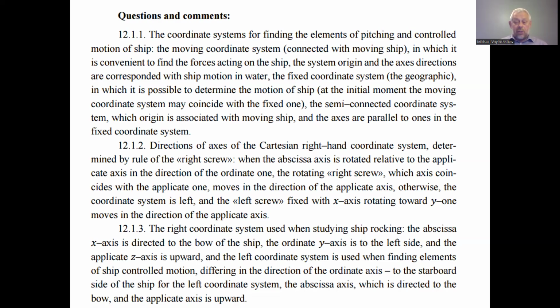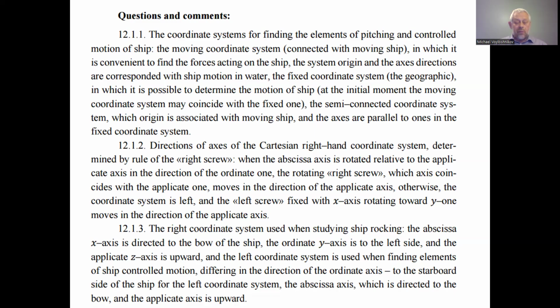The semi-connected coordinate system, whose origin is associated with the moving ship and whose axes are parallel to ones in the fixed coordinate system. Now, this is just explaining about the coordinate systems. Coordinate axes are the lines of the intersection of the main planes. Main planes are the base plane, the diametral plane for the symmetric ship, and the midship plane, the transverse vertical plane.